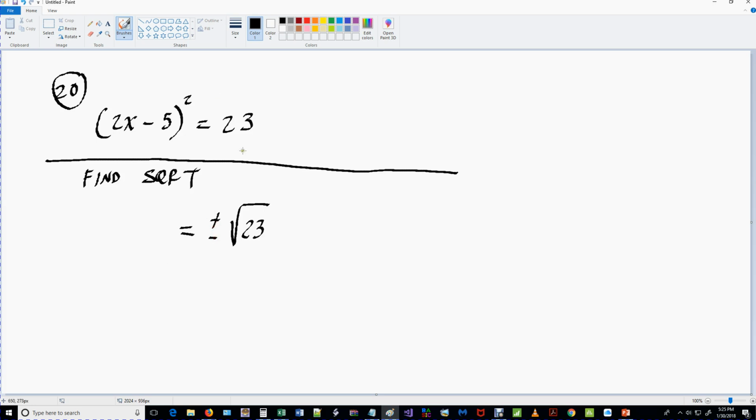So we just found the square root of 23 on the right hand side, and if you do the square root on the left side, the square is going to cancel. So the only thing you get is 2x minus 5. Now, one way to do this is as follows. If you just consider the plus, it would be 2x minus 5 equals plus the square root of 23. If you consider just the minus, you actually get 2x minus 5 equals minus the square root of 23.